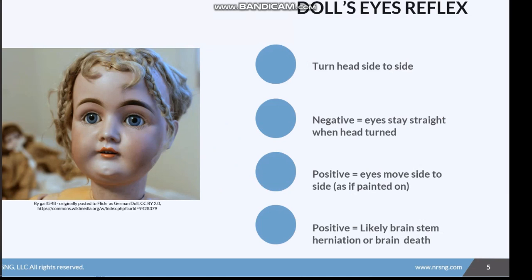Now, doll's eyes reflex is something that we'll see tested when we suspect something like brain herniation or brain death, which we'll talk about both of these in a later lesson. So we test this by turning their head side to side. So this is only done on an unconscious patient or unresponsive. And what you do is you're going to physically hold their eyes open and you're going to turn their head from side to side. And what you'll see if this is considered negative is that their eyes will stay straight.